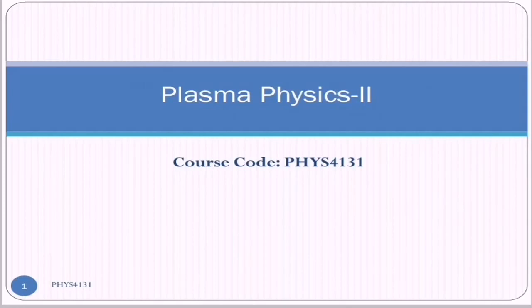Assalamu alaikum. We will start our lecture 4 of Plasma Physics 2. Course code is PHYS4131. We start our fourth lecture with the topic electromagnetic waves parallel to B naught.